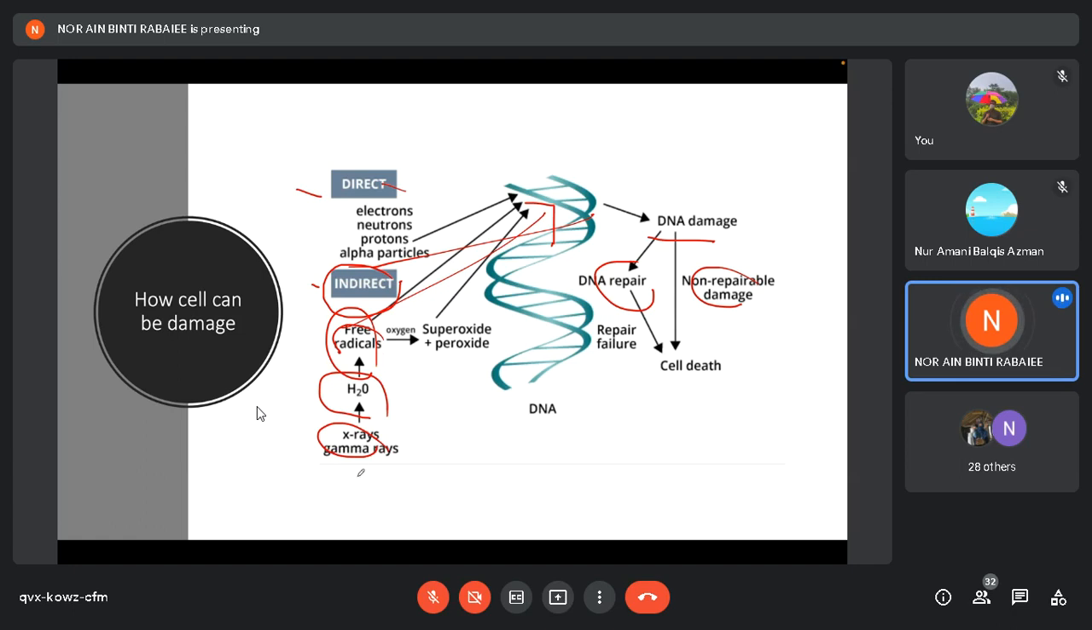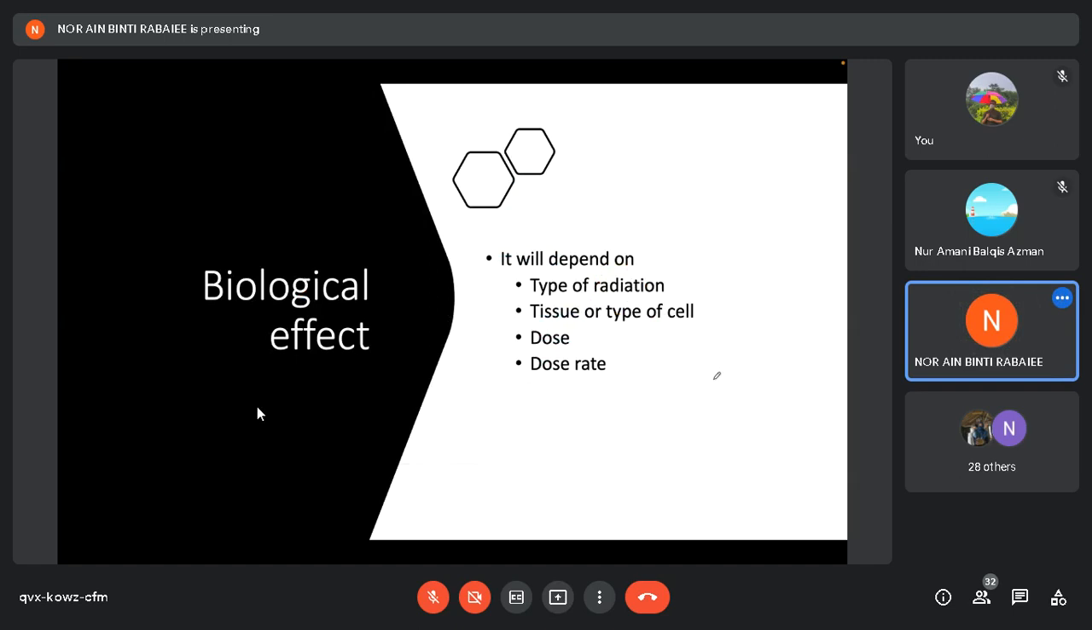The possibility for it to repair is high if the damage was caused by X-ray or gamma ray. But the possibility to repair if the DNA was damaged by the alpha particle or by the direct interaction is very low. So the DNA will either be repaired or not be repaired. If it can be repaired, it can go back to normal tissue. But sometimes it tries to repair but fails, so it can cause cell death.